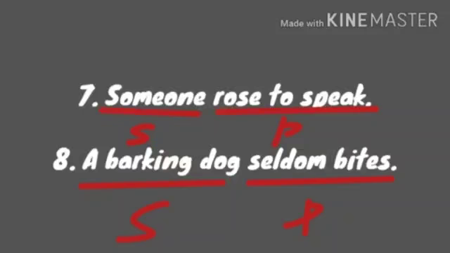A barking dog seldom bites. Now what is the subject here? We are talking about a barking dog. So a barking dog is the subject here, and seldom bites is the predicate here, because what are we talking about? The barking dog. What we say about the barking dog is that it seldom bites. So seldom bites is the predicate, and we are talking about a barking dog, so that is the subject.